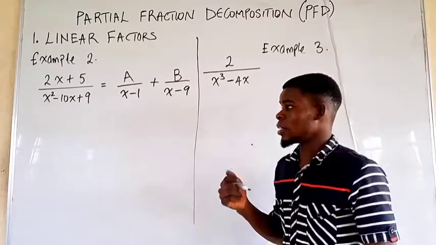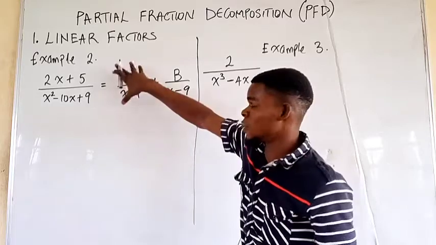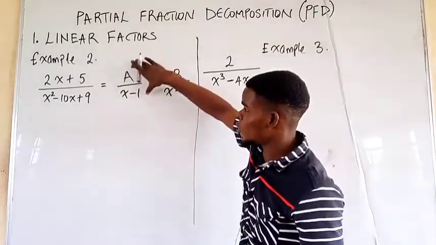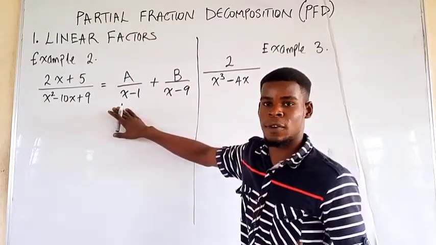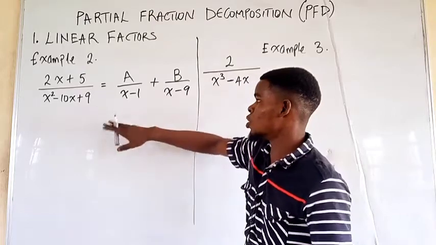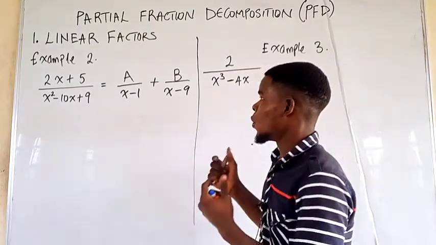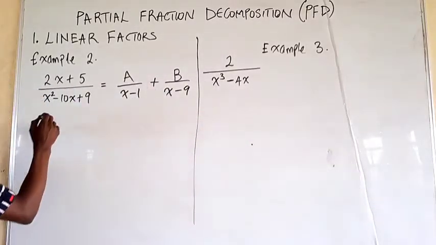By cover-up method. So, as always, which value of x will make this first fraction undefined? That is to say, which value of x will make the denominator of this first fraction 0? When the denominator of the fraction is 0, the fraction is undefined. So the denominator here will be 0 if x is 1. I didn't write this out, so let me just write this out quickly.